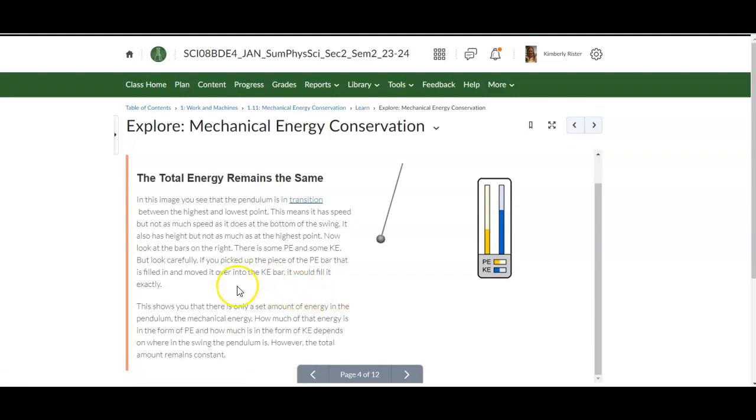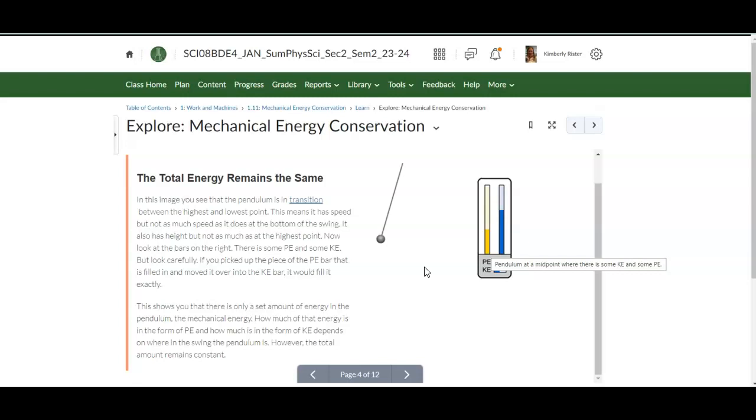And in this image, you see that the pendulum is in transition. So it's between the highest and lowest points. And this means that it has speed, but not as much speed as it does at the bottom of the swing. So you can see that these are not one high and one all the way low. So it also has height, but not as much height as the highest point. So if you look at the bars on the right, there is some PE and some KE. But if you look carefully, you could pick up the piece of the PE bar that's filled and move it over to the KE bar and it would fill it up exactly. So it just shows that that amount of energy is constant.